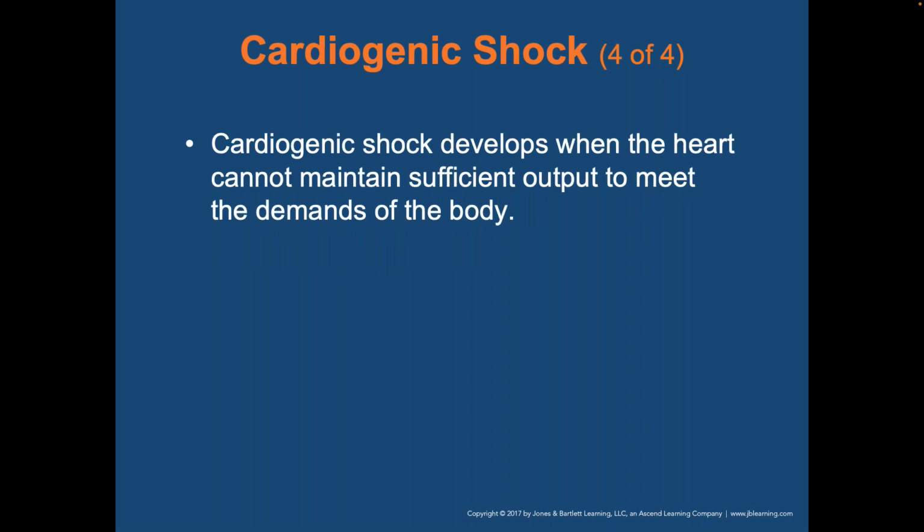Cardiogenic shock also develops when the heart can no longer maintain sufficient output to meet the demands of the body. Cardiac output is the volume of blood that the heart can pump per minute, and is dependent on several factors. One, the heart must have adequate strength, which is largely determined by the ability of the heart's muscle to contract, which is called myocardial contractility. Number two, the heart must receive adequate blood to pump. And number three, the resistance to flow in the peripheral circulation must be appropriate.